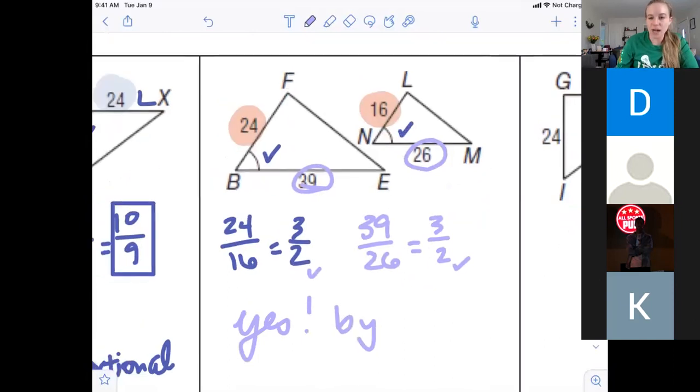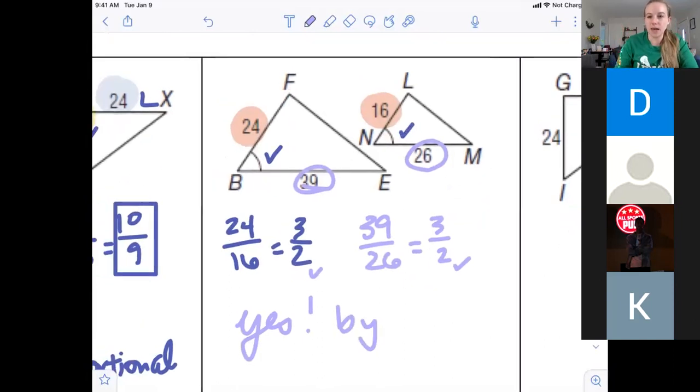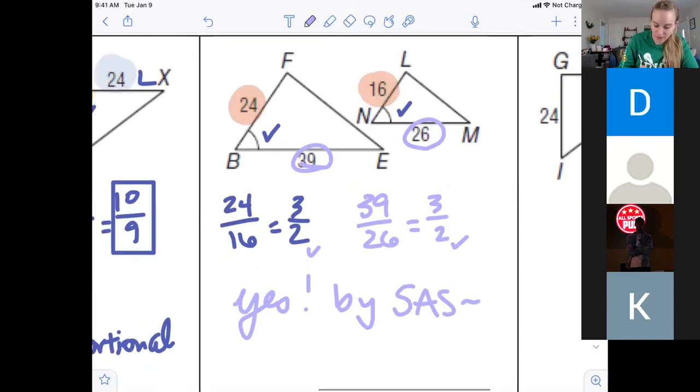And this time it's by what? Which of my 3 theorems is this? Are we allowed to say that these are similar? Side, angle, side. Side, angle, side. Very good, Nolan. And then last thing I want to do is a similarity statement. So let's say I have triangle EBF. That's similar to what other triangle? I said EBF.